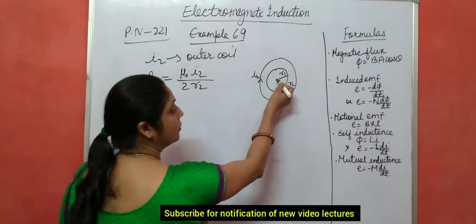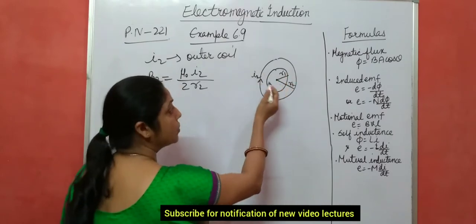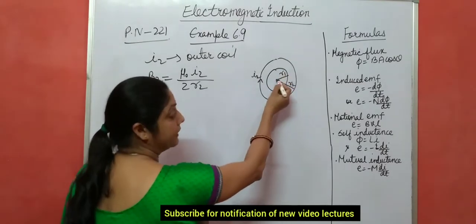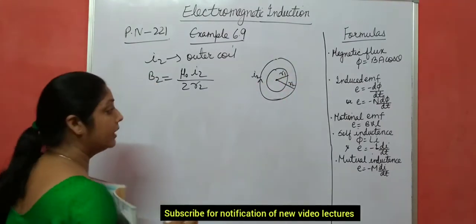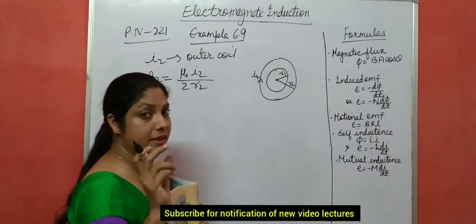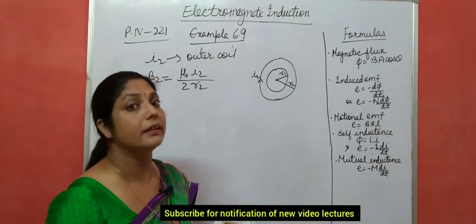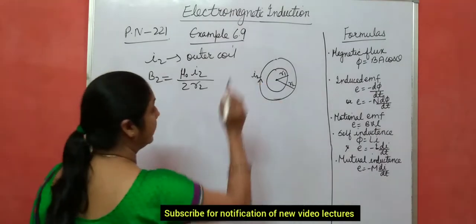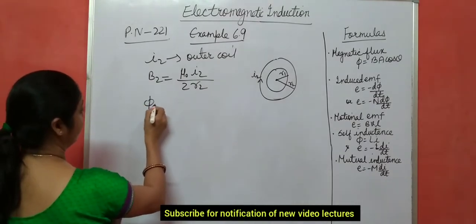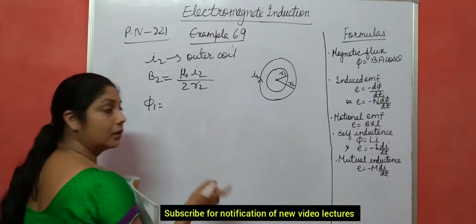Now another coil whose radius R1 is kept at the same center inside this coil. So whatever is the magnetic field of the outer coil at the center is the same for the inner coil. So if this current is changing, then what happens? Magnetic flux also changes inside this coil, and due to that change in magnetic flux, EMF is induced in this inner coil, right? So what is the value for the magnetic flux inside this inner coil? Flux is what? BA cos theta.